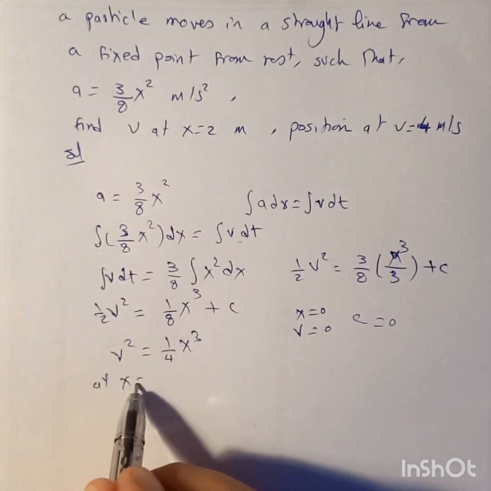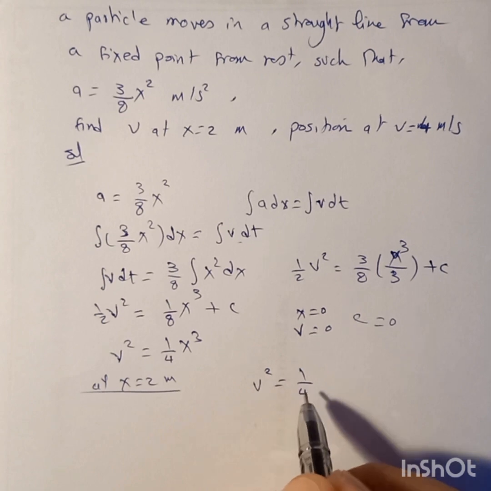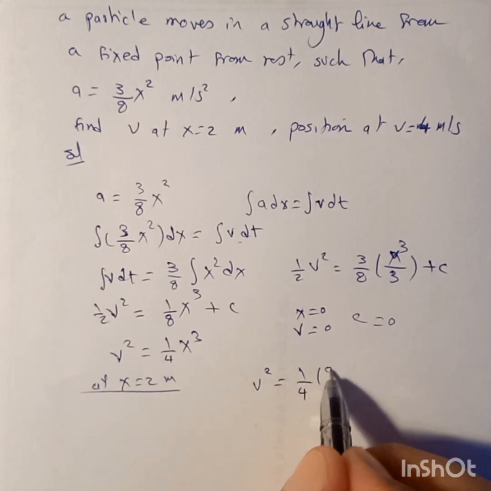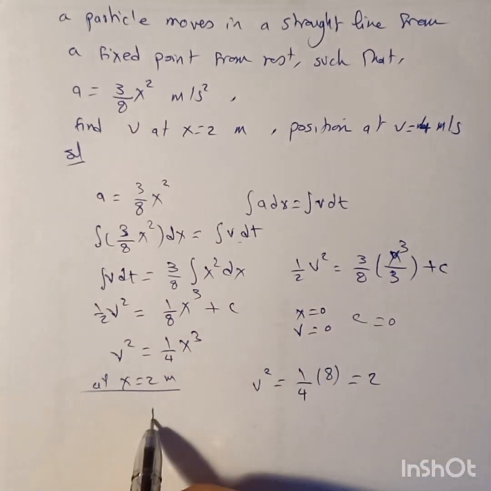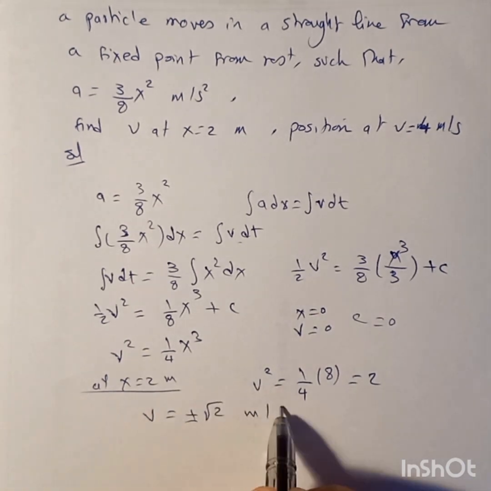At x equals 2 meters, we have v squared equal to 1 over 4 times 8, which equals 2, then v equals plus or minus root 2 meters per second.